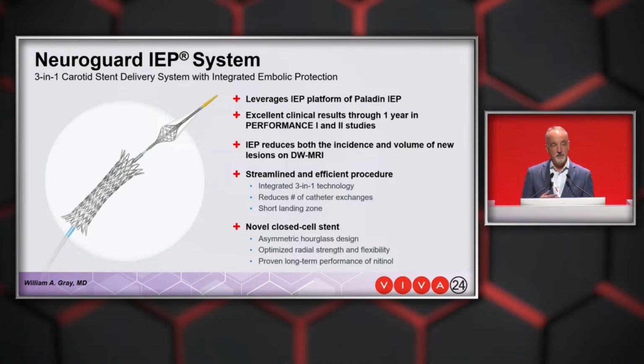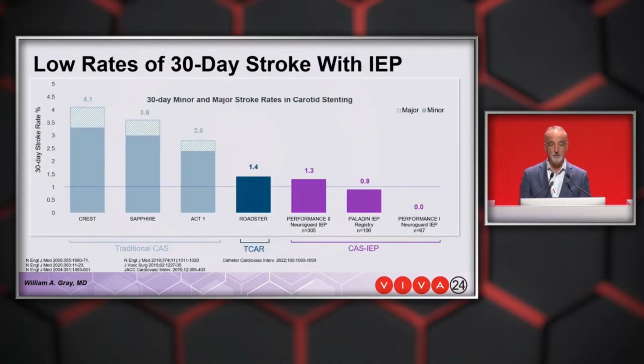Not only does the double filtration provide extra embolic protection, but the entire system is a much more streamlined system without the need for exchanges, and has a short landing zone which accommodates almost all anatomies. The closed cell stent is novel in that it's very flexible. It has a differentiated asymmetric hourglass design, and the cell sizes and distribution are also specifically tuned to carotid lesions.